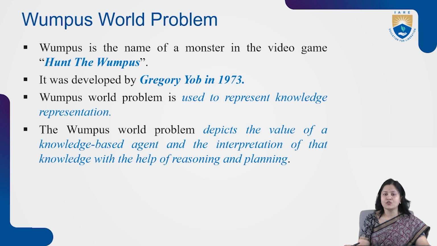This problem is used to represent knowledge representation. Already we have discussed many knowledge representation techniques also. The Wumpus World problem depicts the value of a knowledge-based agent and the interpretation of that knowledge with the help of reasoning and planning. Here the knowledge-based agent is nothing but a human being with one arrow, and how he will come out from the cave safely by grabbing the gold, by applying reasoning and planning. That is what we will discuss in this problem.